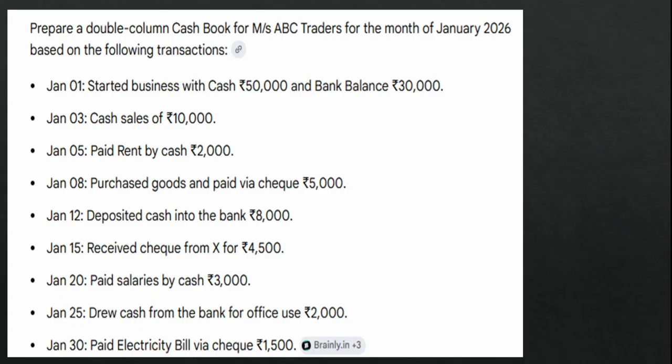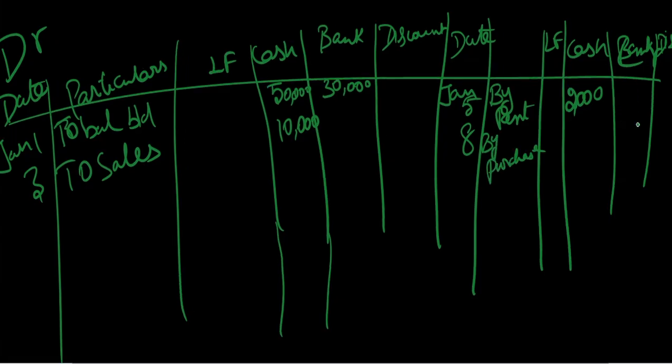Next transaction is January 8, purchased goods and paid via check. So check, we have to enter in the bank column. What is the entry for this transaction? Purchase account debit to bank account, by purchase, bank transaction. So you have to enter in the bank column 5,000 rupees.